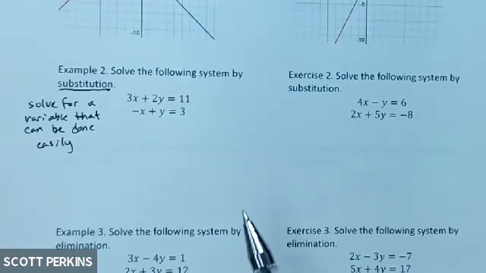Now, in this example that I have, there is one variable that's really super easy to solve for. There's another one that would be okay to solve for. Which variable is the easiest one to solve for in this system? Which y?